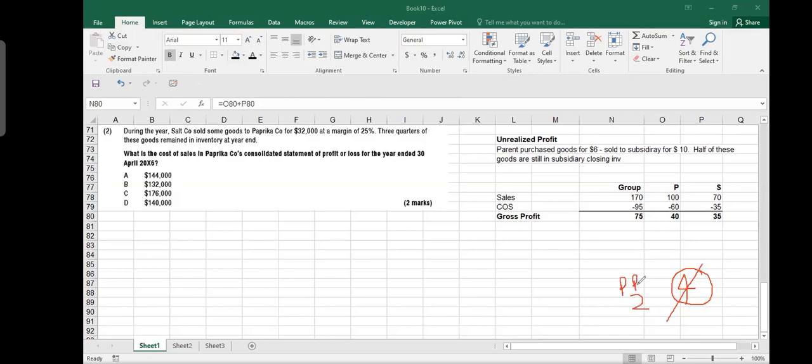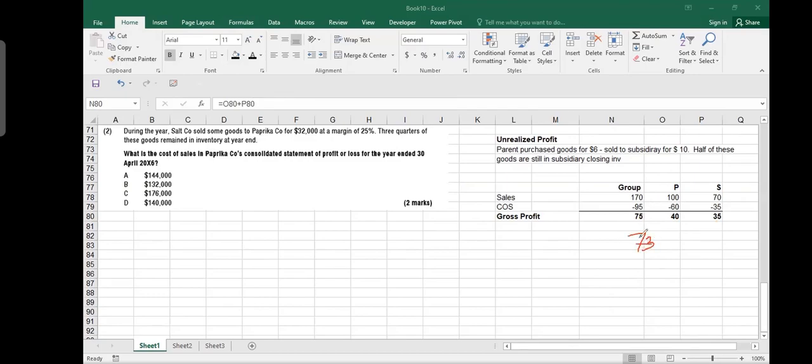So group profit, you know how much it should be? Group profit should be 73. Like 40 plus 35 makes 75, but for the group the profit is 73, because $2 is still on the goods, and those goods are within the group. Those goods have not moved out of the group. So I should be making this profit not 75, but I should be calling it 73. Let me write it clearly: $73.